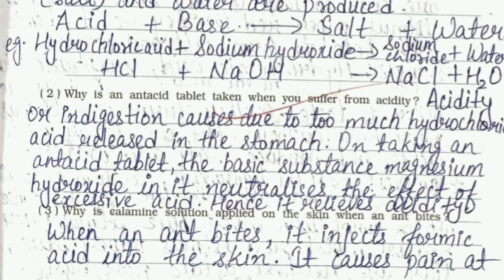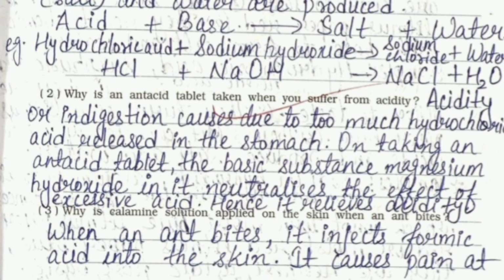Now question number 2. Why is an antacid tablet taken when you suffer from acidity? Acidity or indigestion is caused due to too much hydrochloric acid released in the stomach. On taking an antacid tablet, the basic substance magnesium hydroxide in it neutralizes the effect of excessive acid, hence it relieves acidity.